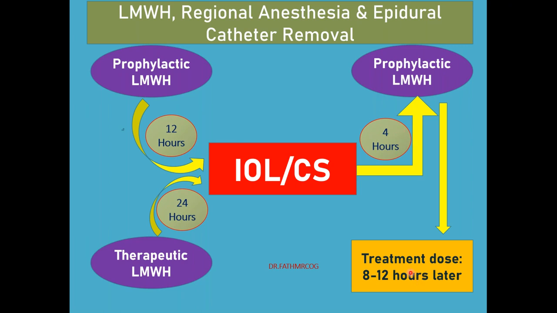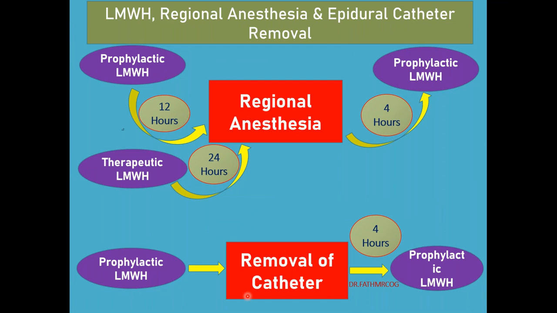So here the treatment dose should be given between 8 to 12 hours later. So this is about low molecular weight heparin related to regional anesthesia and catheter removal. Here, in case of regional anesthesia and removal of catheter, if the patient has received prophylactic low molecular weight heparin, regional anesthesia should be avoided at least 12 hours. And in patients who have received therapeutic low molecular weight heparin, regional anesthesia should be avoided at least 24 hours. And after regional anesthesia, we start the prophylactic low molecular weight heparin after 4 hours.